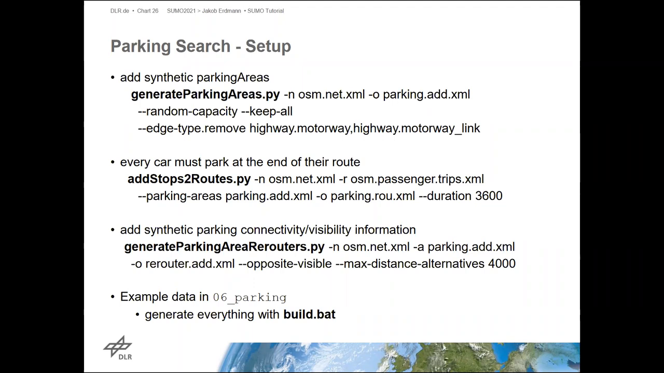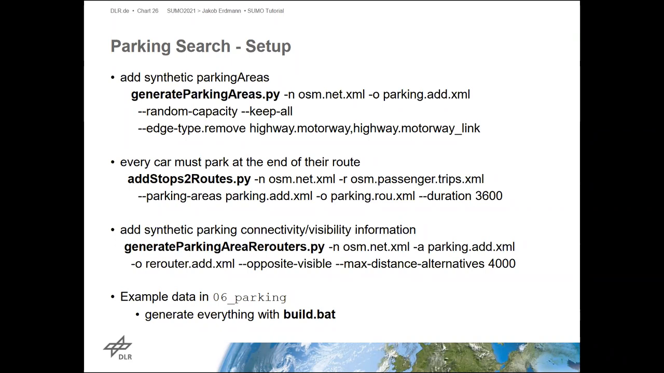We need to define infrastructure, parking areas, and of course we could define those manually in NetEdit, but today I'll show you a pipeline to do all this fully automatic. So we'll need parking areas in our network. The next thing we'll need is a change of plans. The cars have to stop at the end of their route. And again, we could add those in NetEdit, but here I'll show you how to do this automatically.